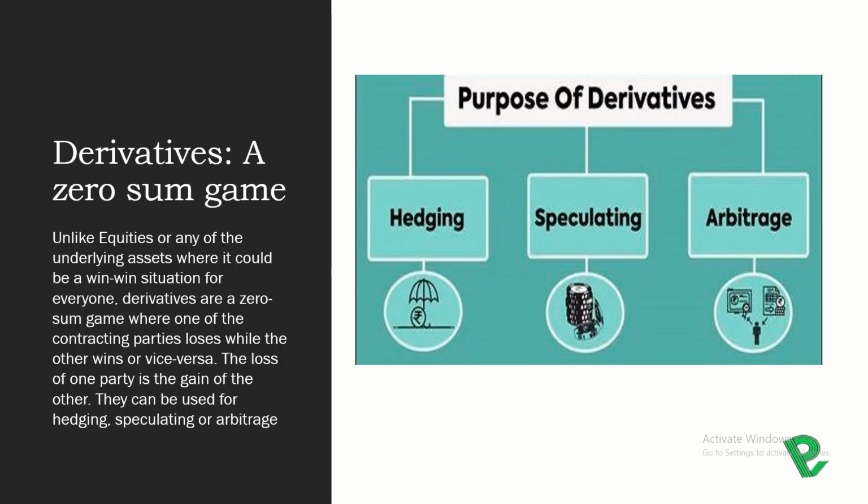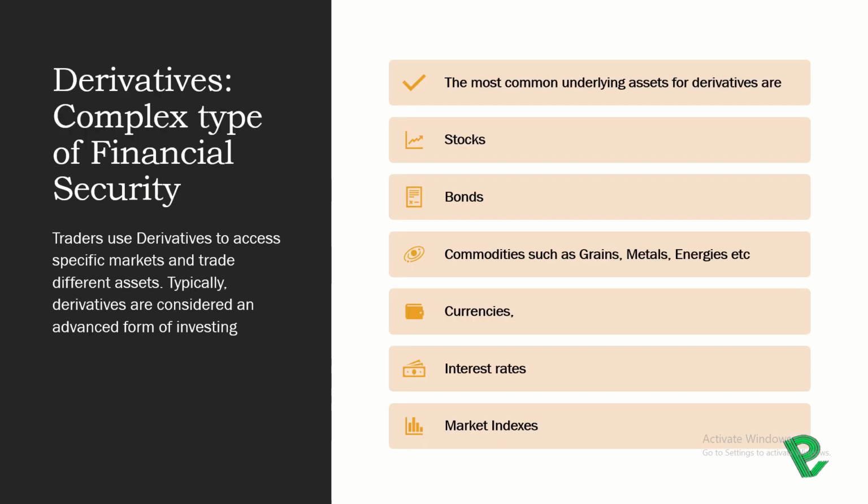Now we're going to see that derivatives are a zero-sum game. Unlike equities or any of the underlying assets, where it could be a win-win situation for everyone, derivatives are a zero-sum game where one of the contracting parties loses while the other one wins, or vice versa. The loss of one party is the gain of the other. They can be used for hedging, speculating, or arbitrage. In the adjacent diagram, we can see that the purpose of derivatives is either hedging, speculating, or arbitrage.